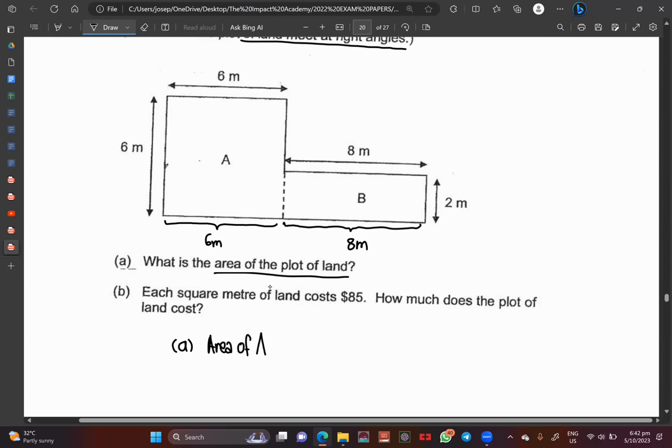Can we find the area of A? To find the area of A, we just have to do 6 times 6, which equals 36 meters squared. Agree so far? Then after that, I will find the area of B. What is the area of B? Area of B is how much?